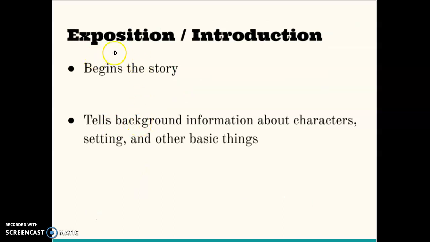The exposition, here also known as the introduction, begins the story, and it's very, very important. If you don't have an exposition, your reader is lost right away. They don't really know what's going on. So you need to include the background information about your characters, the setting, which includes time and place, and other basic things. Any other history that your characters have or that's important to your story needs to be discussed in the exposition.